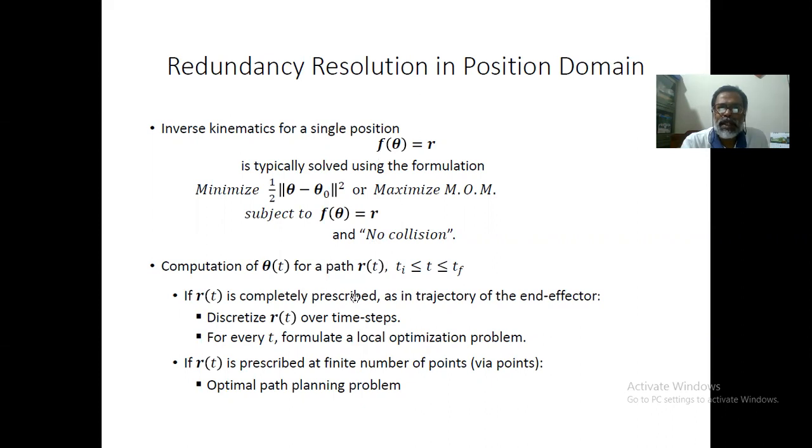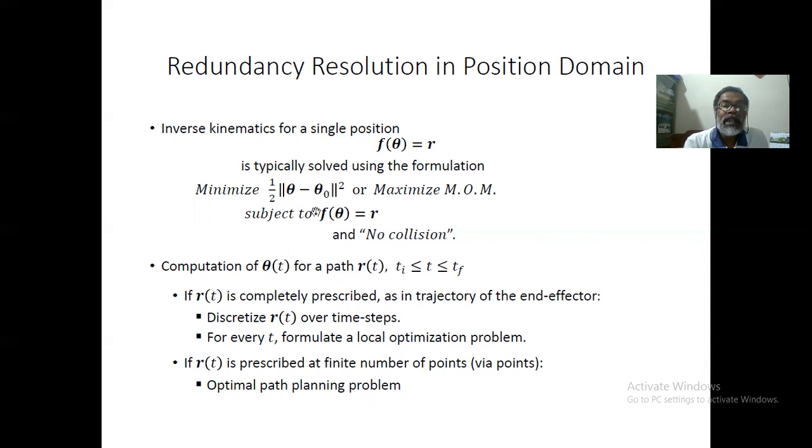Because if R is completely prescribed, as in the trajectory of the end effector path has been completely given to you, then you discretize r of t over time steps, and for every time step, you formulate a problem of this kind. Okay. And in that case, you typically would do this, because for a particular path in successive time steps, you would not take the risk of going from one place to a very different place. So in that case, for every step, you would typically use this minimized joint version.